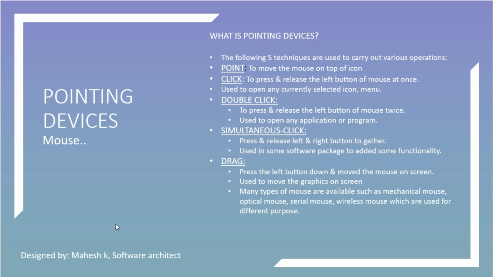We can simply hold an icon and drag it here and there using the left mouse button. Press the left button down and move the mouse on screen, used to move the graphics on screen. Many types of mouse are available, such as mechanical mouse, optical mouse, serial mouse and wireless mouse, which are used for different purposes. But mostly the optical mouse and wireless mouse are used right now. Okay, let's go to the next slide.